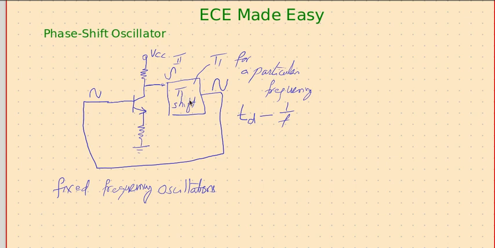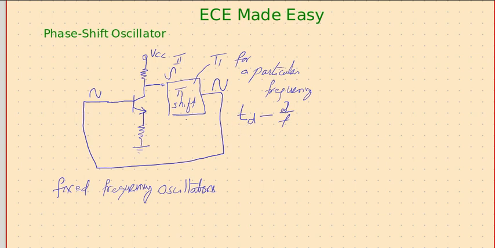But what we are interested in is only half a cycle. Therefore, in the same time, it should have only half a cycle. That means the period has to be 2 by f. So with the 2 by f, for some frequency f, there will be a shift of pi radians for a delay of TD.